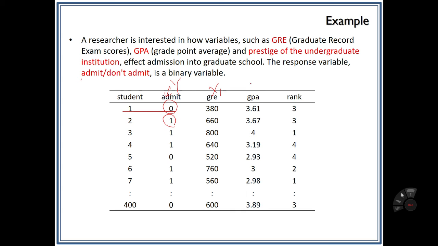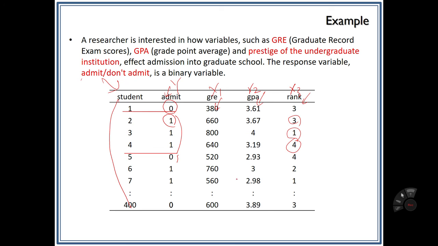And this one is x1, x2, and x3: GRE, GPA, and rank. And we have how many? 400 data observations. So this whole information is from 400 students. Some of those are admitted, some of those are not admitted; they failed to be admitted. And we have their GRE scores, GPA scores, and rank, which represents the prestige of the undergraduate institution. So this one is rank: first rank, third rank, fourth rank, and so on.